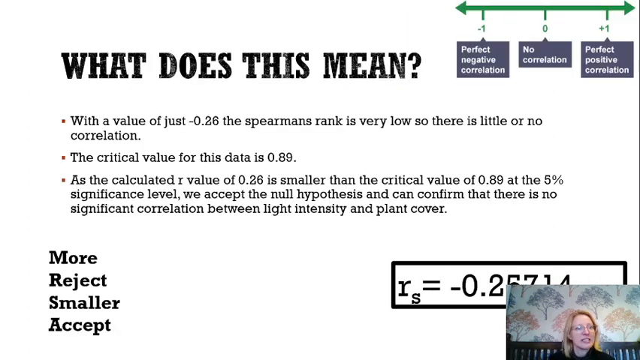What does this mean? That's what we're going to think about next. What does it mean? Well, you can see that it's actually low. So using this idea here, it's close to 0. So that tells us that there's no or little correlation. But what we also do is compare it to a table of critical values. So the critical value for this data here is 0.89 for us to say whether there is a correlation or not.